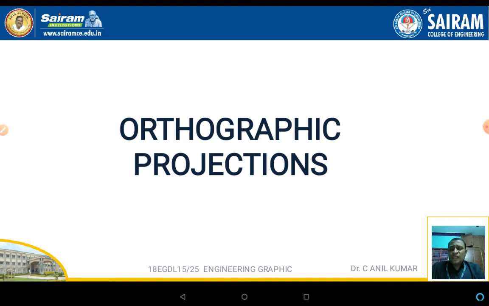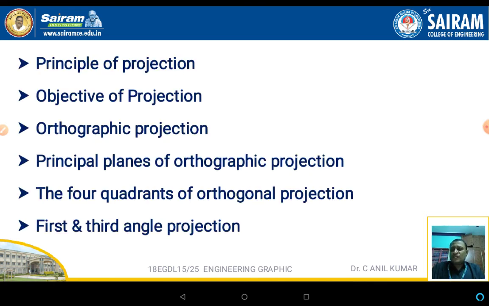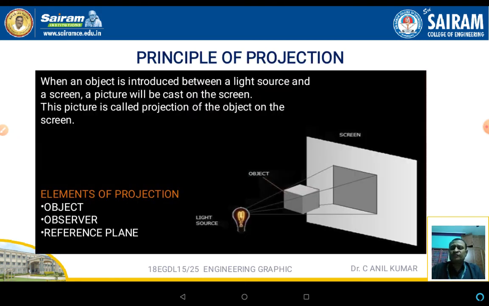We will now learn something about the orthographic projection. In this orthographic projection, we will learn principles of projection, objectives of projection, orthographic projection, principal planes of orthographic projection, the 4 quadrants, and orthogonal projection, first and third angle projection. The principle of projection: when an object is introduced between the light source and a screen, a picture will be cast on the screen. This picture is called the projection of the object.